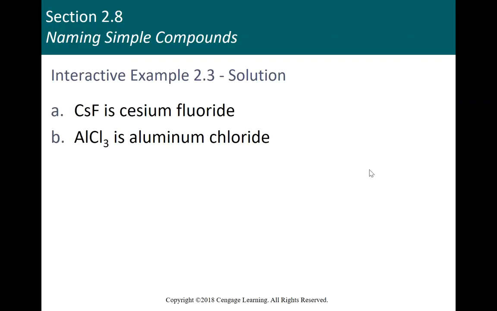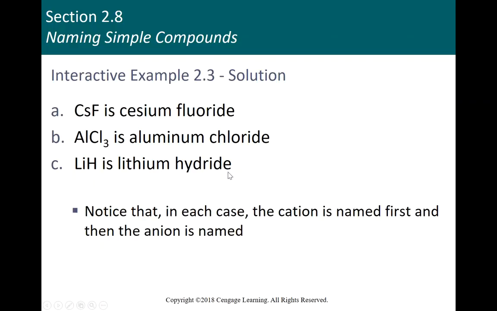We start with aluminum. Chlorine is the second one. We change the ending to "ide," so aluminum chloride. And then the last one, notice hydrogen is listed second in the compound, and so lithium is your cation, so it's simply lithium, and then hydrogen needs the ending changed to "ide," so that's lithium hydride. So again, anytime you name a binary ionic compound, the cation is named first and the anion is named second.